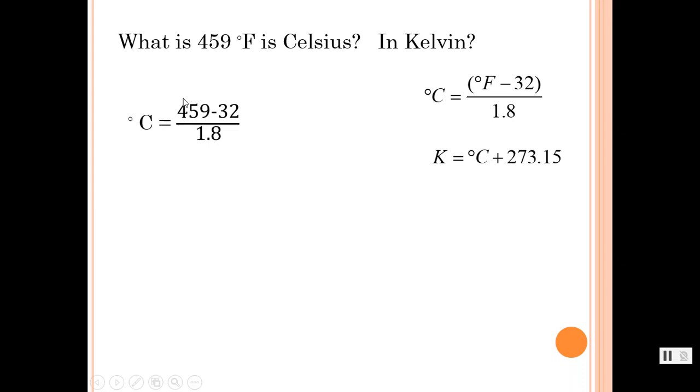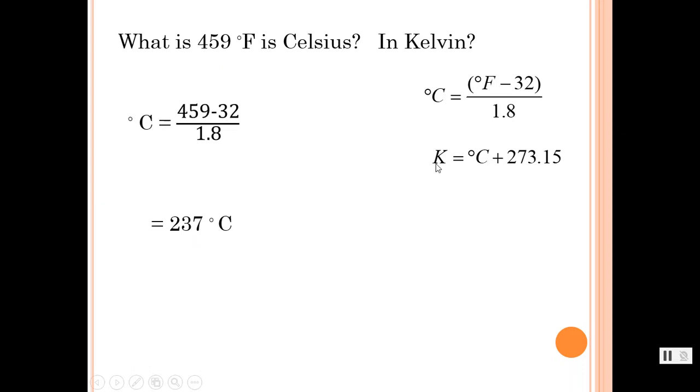Technically, this number should have a total of 3 significant figures because the 32 and the 1.8 are exact numbers. You can think about it as exactly 32, exactly 1.8. So my temperature would be based upon what's given, which is the 459. When doing that subtraction and division, I get a Celsius temperature of 237 degrees. So that is 459 degrees Fahrenheit in Celsius.